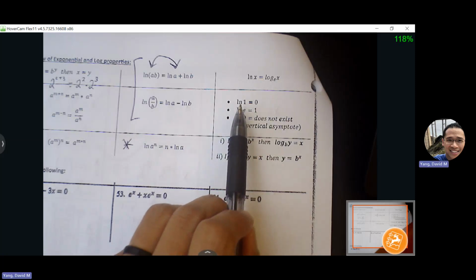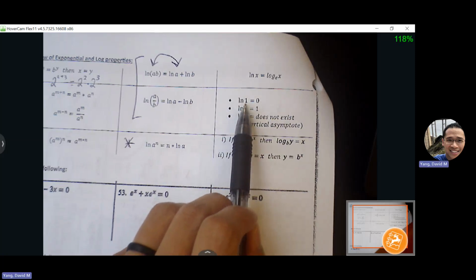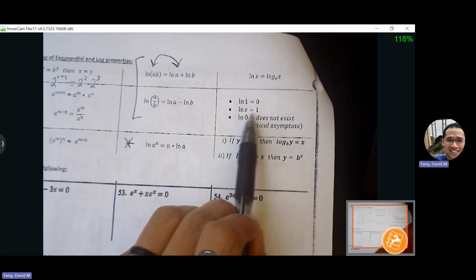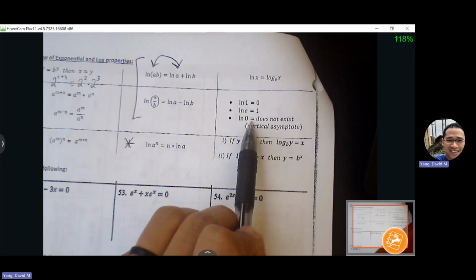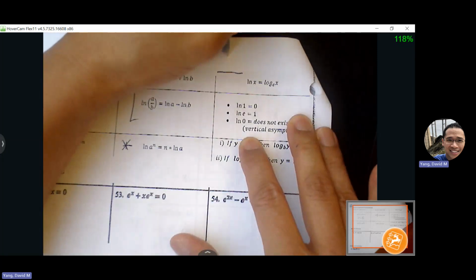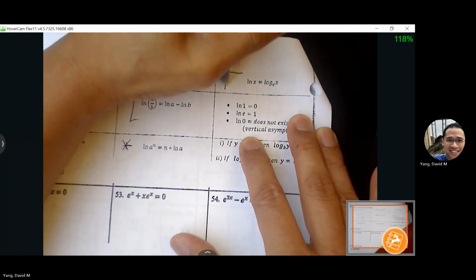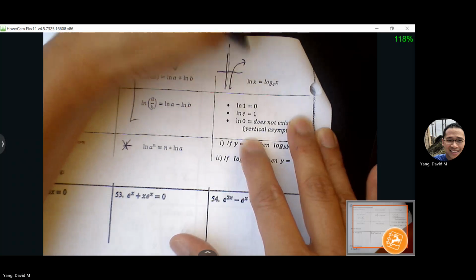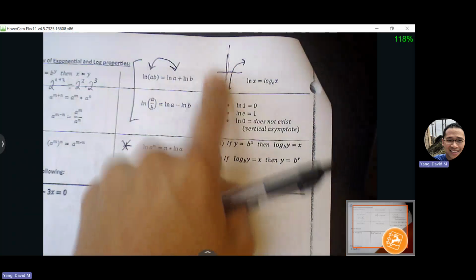And then some nice ordered pairs with natural log. Natural log of 1 is equal to 0. Natural log of e is equal to 1. And natural log of 0 does not exist because with natural log of x, there is a vertical asymptote at x equals 0. So natural log of 0 is undefined.